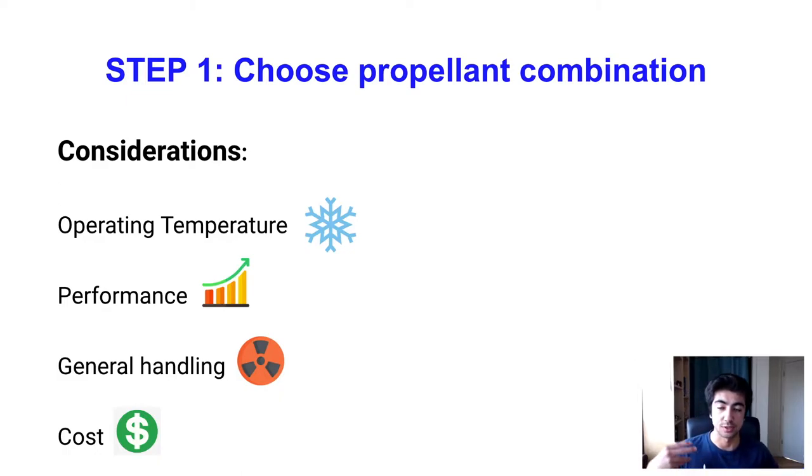So there's a wide range of costs for these different propellants. Some of them are extremely hard to acquire and expensive to get, whereas others are relatively easy and can be ordered for cheap or even gotten at a gas station, for example.